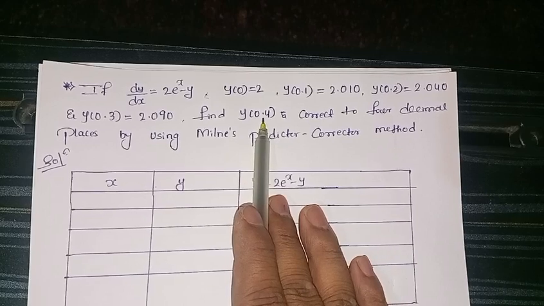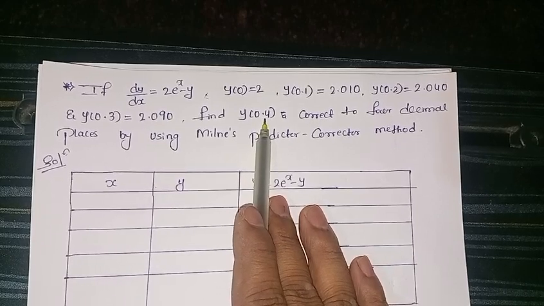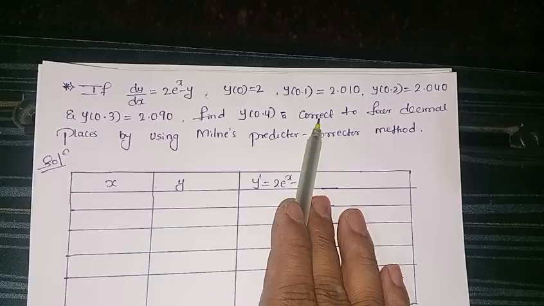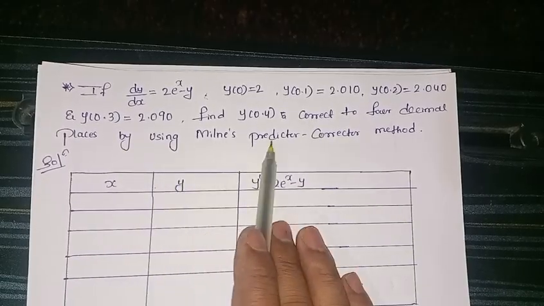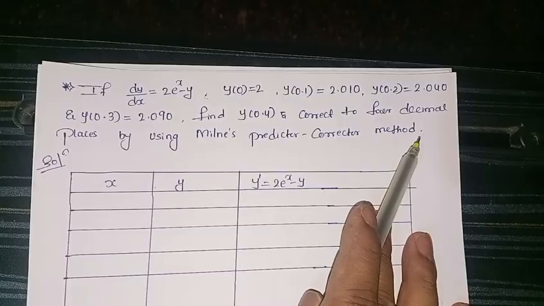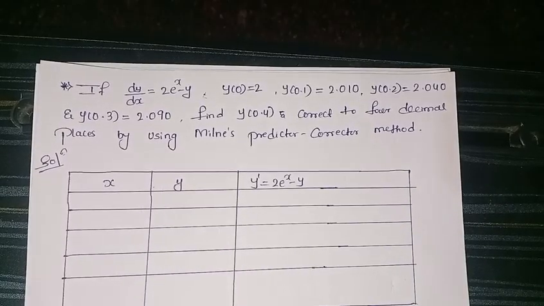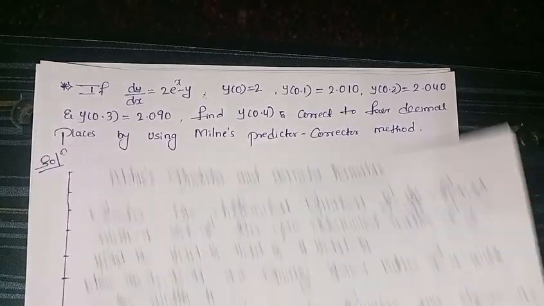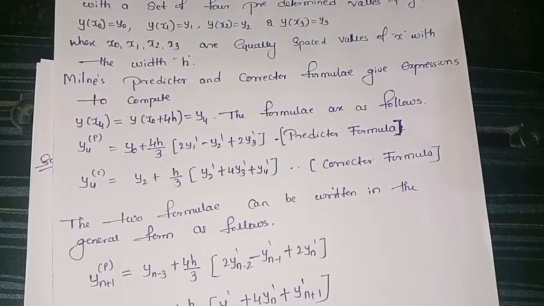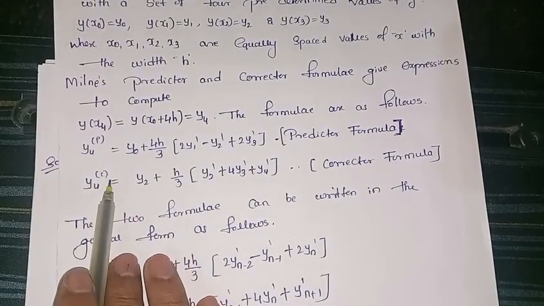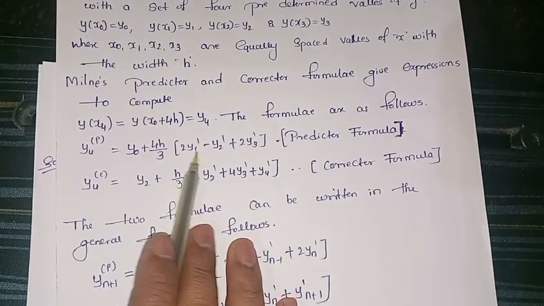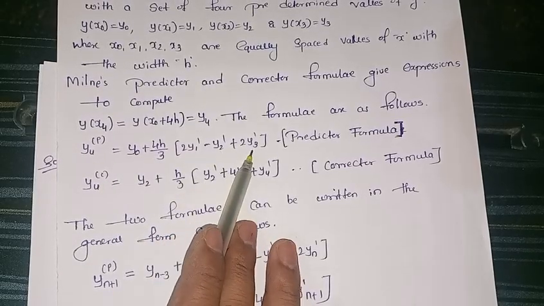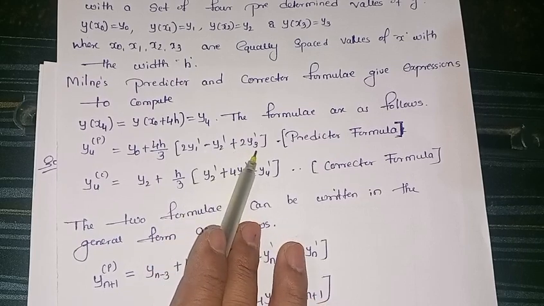They have given in the question one more important point. We have to correct the answer to 4 decimal places by using Milne's Predictor Corrector method. Before going for the solution, in the previous sheet, if I say to operate Milne's Predictor Corrector method, what things are required? The derivatives y1 dash, y2 dash, y3 dash are very important.